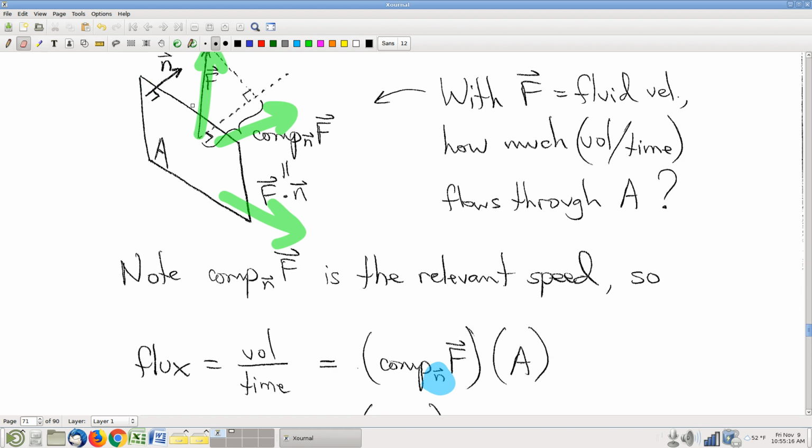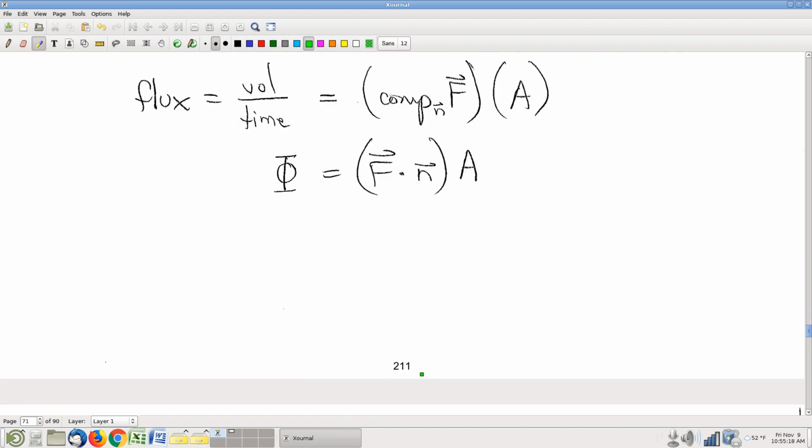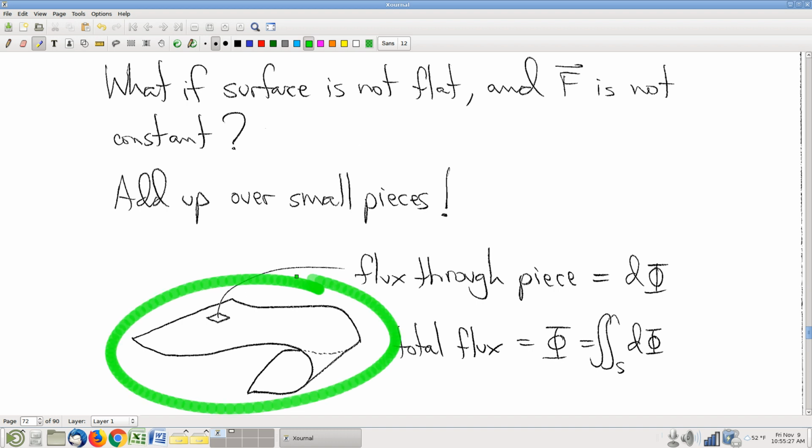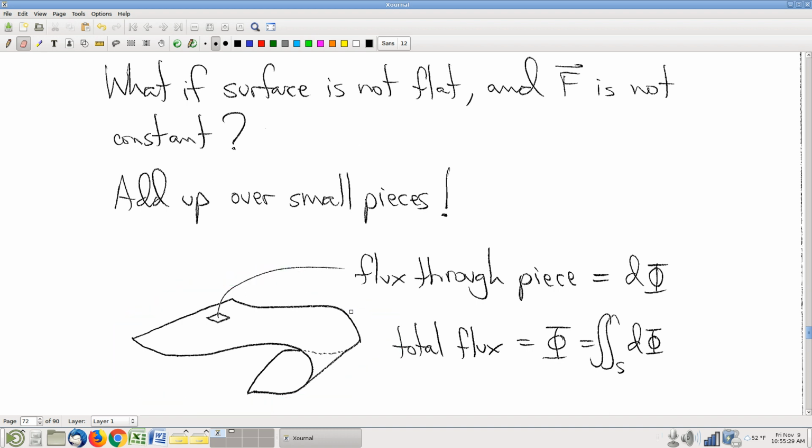Right. Okay. So we're going to take our usual approach, what I like to call chop it up, add it up. So here's a highly non-flat surface. Imagine a vector field that's non-constant, and so maybe the vector field is, I don't know, something like that. Well, okay, sure. It's not flat and it's not constant.